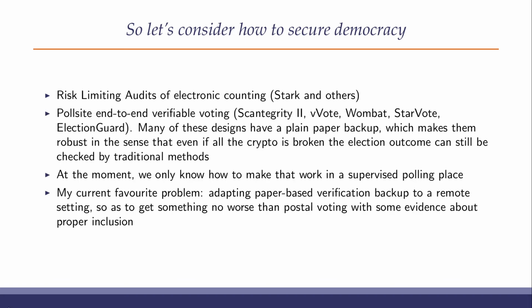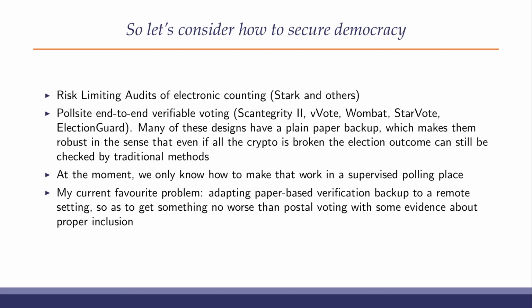I think the other huge success story, which is really a success story for the crypto community, is polling place end-to-end verifiable voting. And there's a whole bunch of systems like the Scantegrity system that I know Alex, Essex and Jeremy Clark were involved in, the vVote system that I was involved in based on Prêt à Voter, the Wombat system from Israel, StarVote and ElectionGuard from the United States. These are really, really good designs, designed to work in a polling place and in many cases to combine some fancy maths from the end-to-end verifiability literature with some old-fashioned paper backup so that even if the crypto is broken, you still get a robust evidence trail.